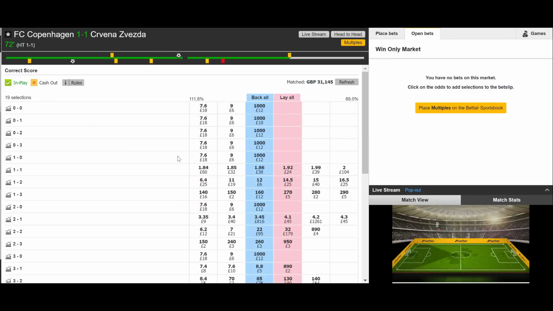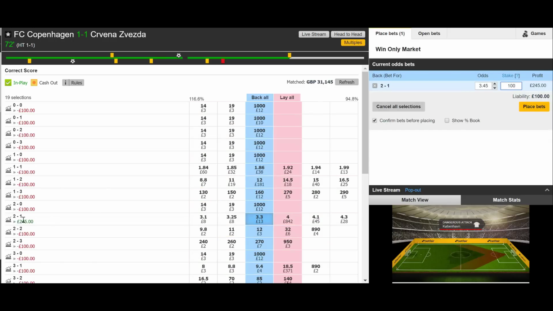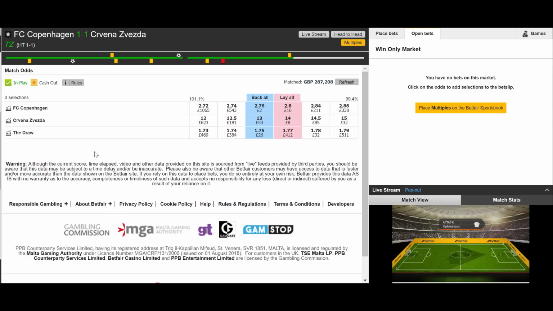But if you looked to the 2-1 scoreline, £100 gives you £245 of profit potential to play with. So it's giving you a much higher profit potential to play with. Now, one of the downsides could be that Copenhagen go 2-1 ahead very, very quickly, and then you might not be able to lock in as much profit as you would if you back them on the match odds market.